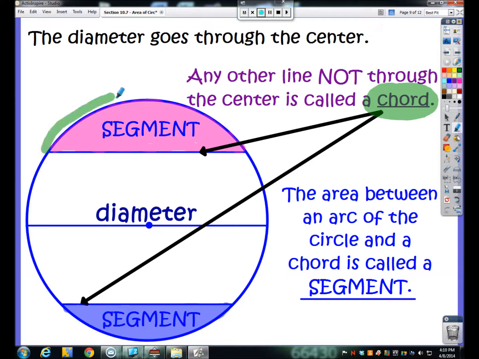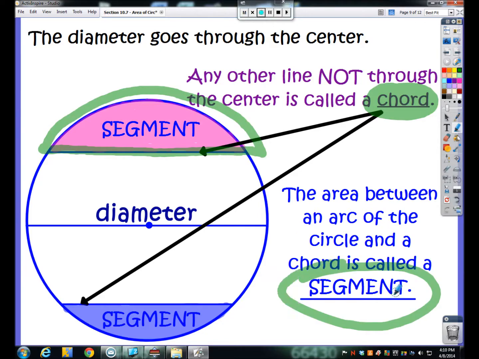Now, the area between the arc and the chord is what's called a segment. Okay? And again, it's confusing. We've already used the term segment, you know? Why can't we just make up a new term? Why do we have to keep recycling and using old terms?